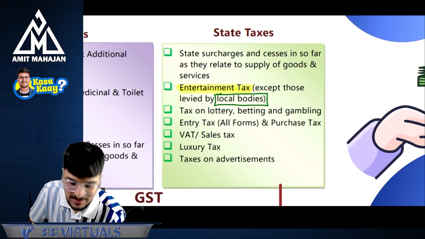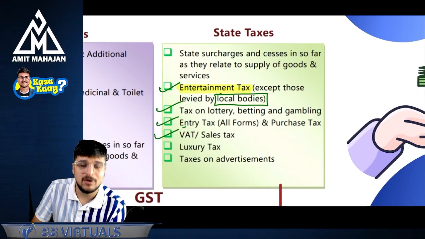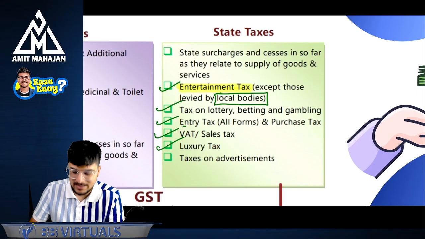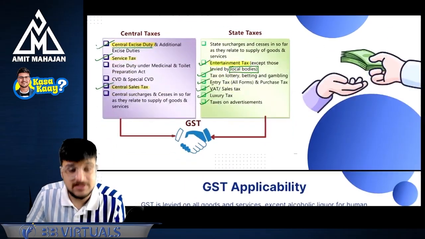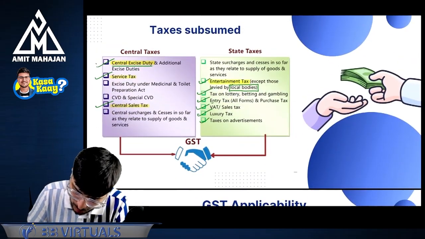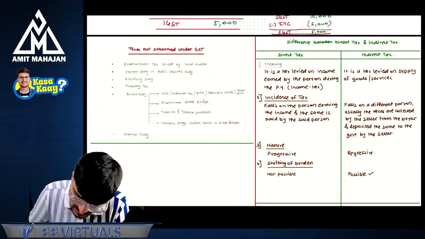GST will be charged. Tax on lottery, you will remember. Entry tax, you'll remember. VAT, you'll remember. Luxury tax, you'll remember. And taxes on advertisements, you'll remember. Perfect. So these are the taxes which are subsumed under GST. Okay, no problem. This we discussed.